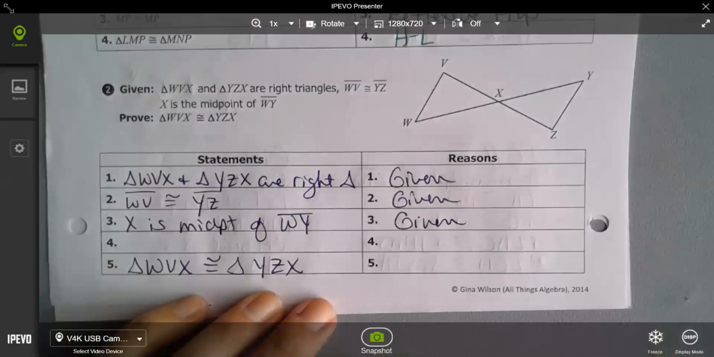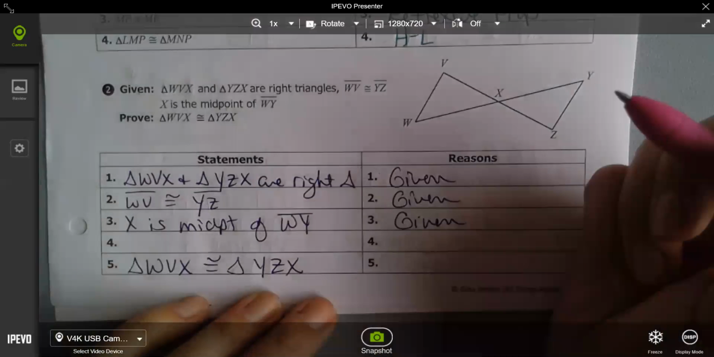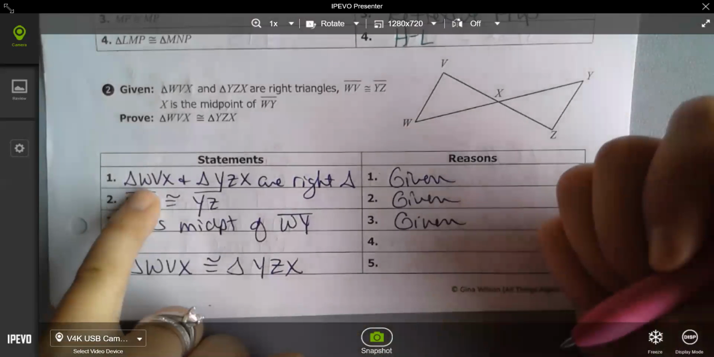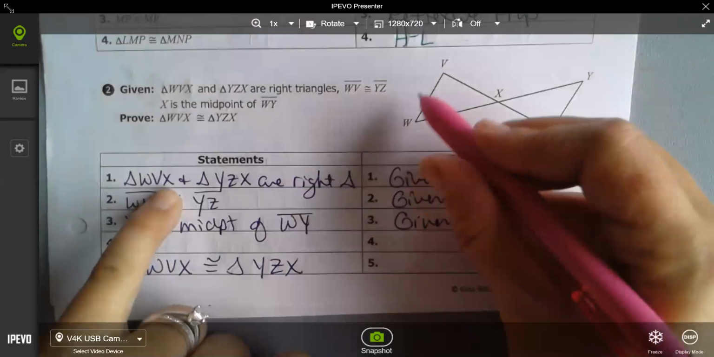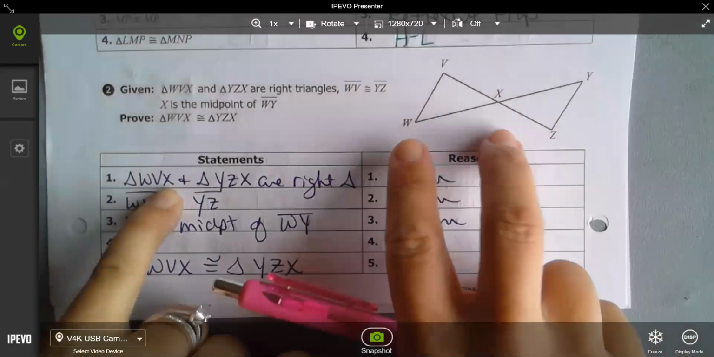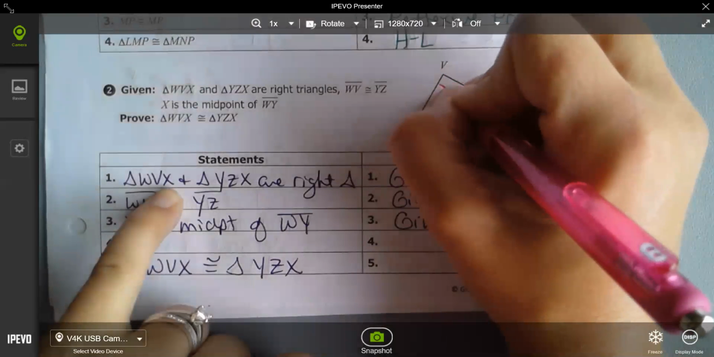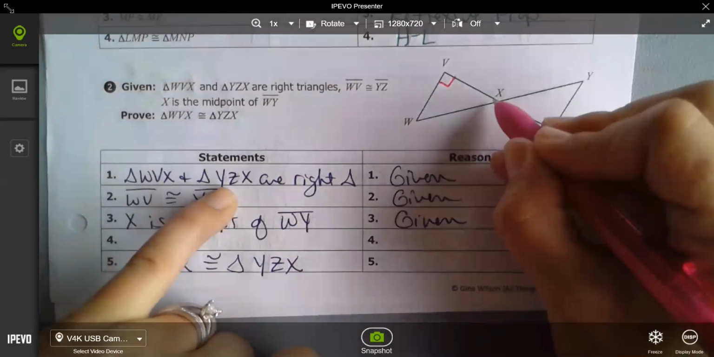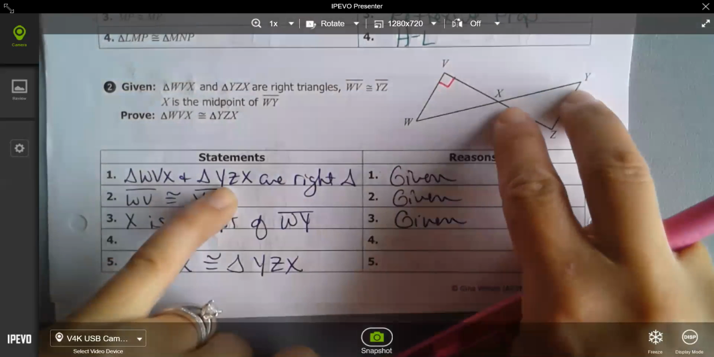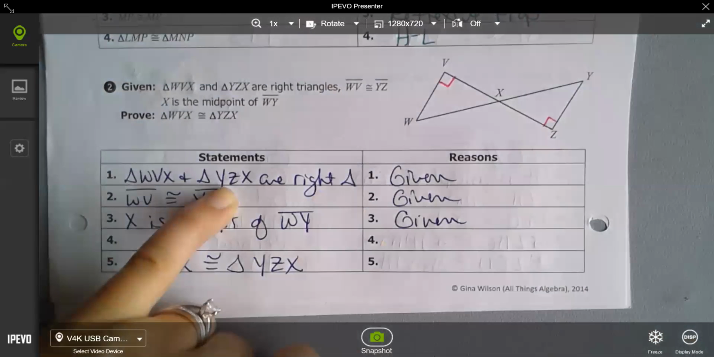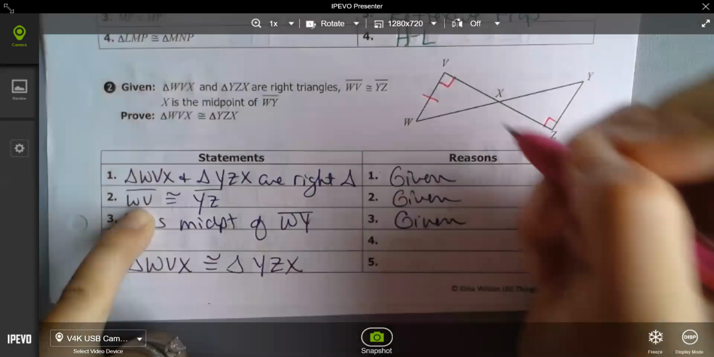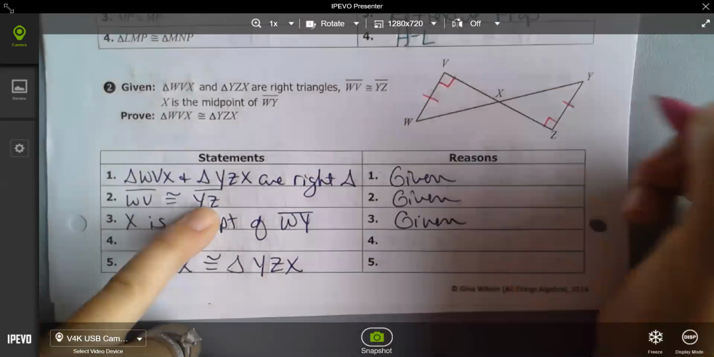So with so many givens, we're going to label our diagram. It looks like we're going to need one more piece of information, and let's see what we got. Triangle WVX is a right triangle. Well, clearly those are not the right angles. That one is. And YZX are right triangles. Those two are not the right angles. Clearly this one is.